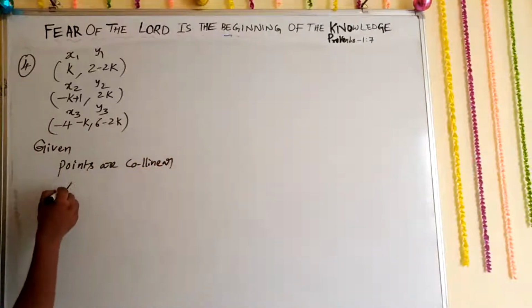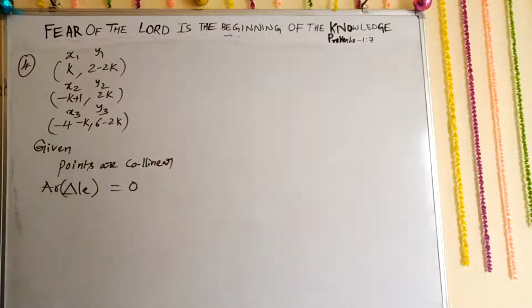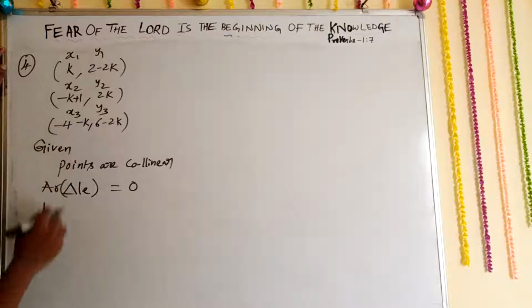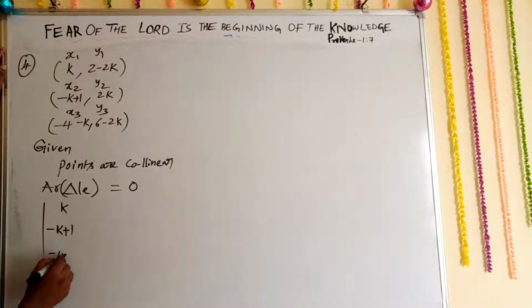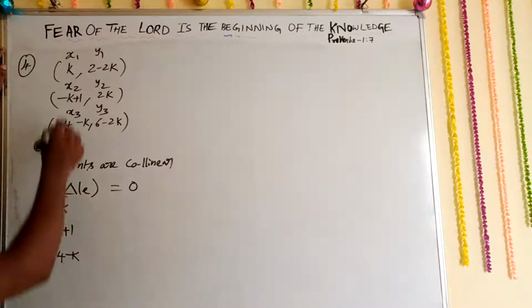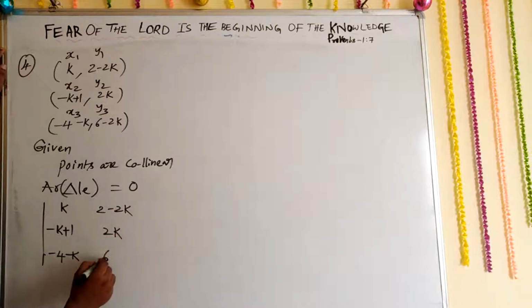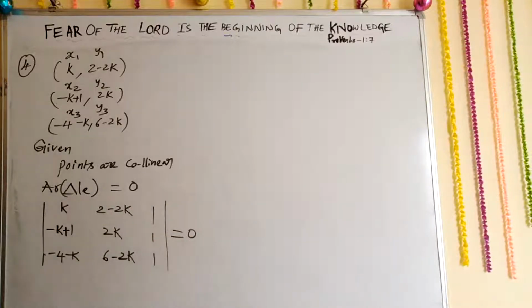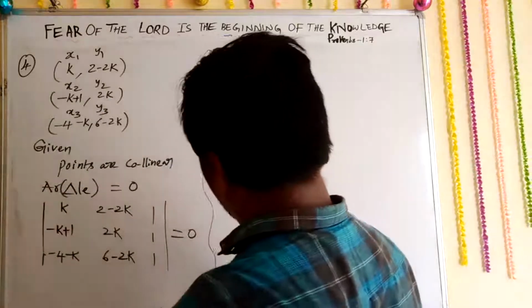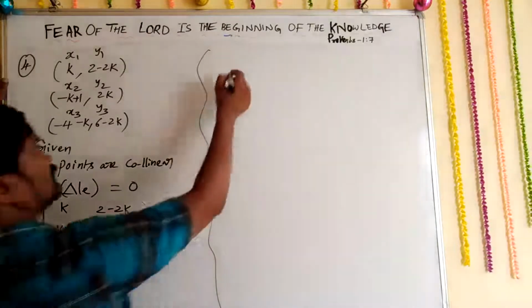So collinear means here that the area of the triangle is equal to 0. And we can write it as a determinant. Directly I'm writing x1, x2, x3. Just substitute k, minus k plus 1 and minus 4 minus k, and after that 2 minus 2k, 2k, 6 minus 2k, 1, 1, 1. That is equal to 0. And we just need to simplify this. So I'll write here itself the maximum part and then the remaining part.